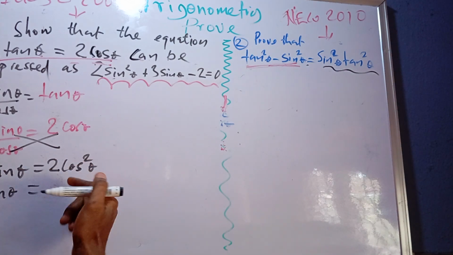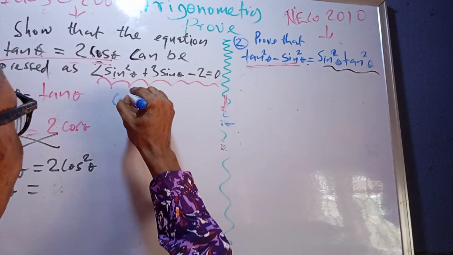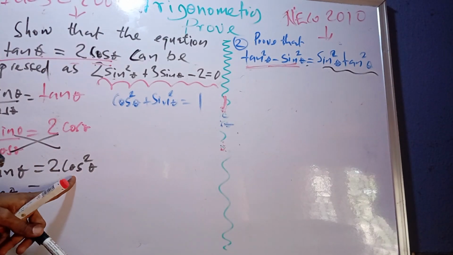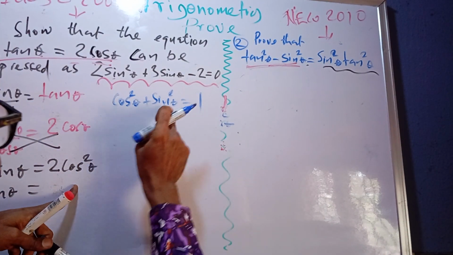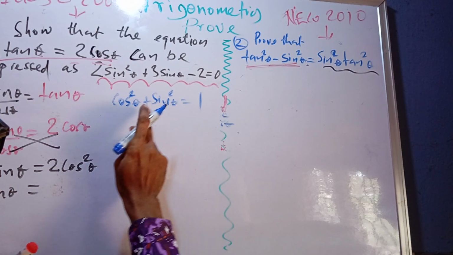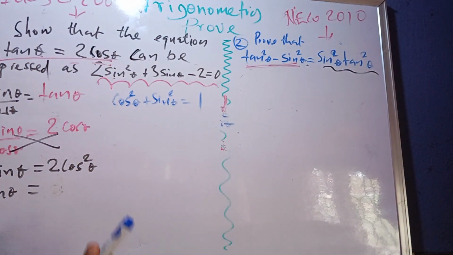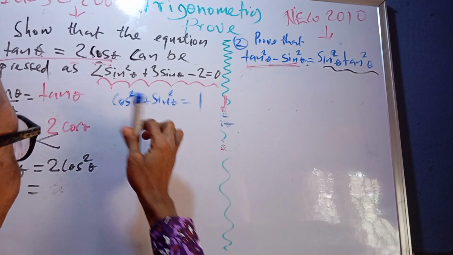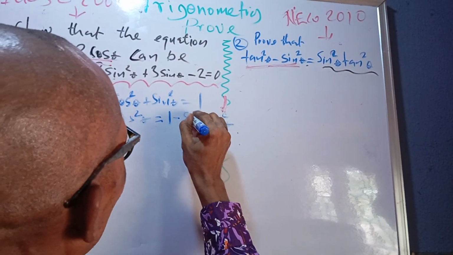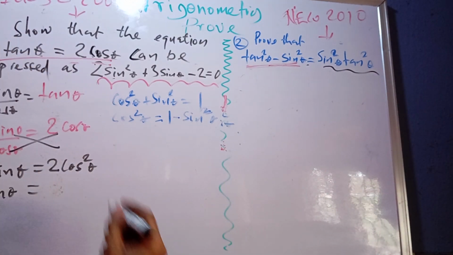equals 2 cos squared theta. But you know, from trig identity, cos squared theta plus sine squared theta is 1. That is, this plus this is 1. Since this plus this is 1, we could use any one to write in respect of the other. So let us write cos with respect to sine. So we have cos squared theta equals 1 minus sine squared theta. That's what it means.